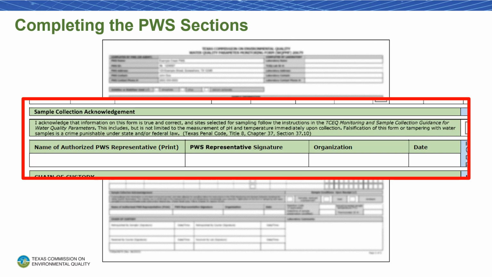TCEQ recommends that you print this form and sign it by hand. If you are interested in signing this form electronically, please contact the Lead and Copper Monitoring Team for our policy and procedure regarding electronic signatures.